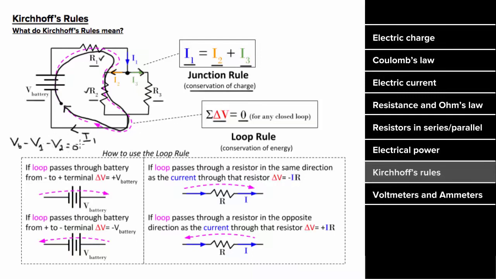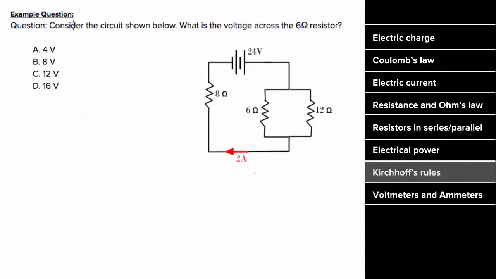So what does an example problem involving Kirchhoff's rules look like? Let's say we had the circuit below and we wanted to determine the voltage across the 6 ohm resistor. To do this, we could use the loop rule. I'll start behind the battery and go through the resistor I want to determine the voltage across. I'll add up all the voltages across that loop and set it equal to zero. So the voltage across the battery is going to be positive 24 volts, minus the voltage across the 6 ohm resistor, and then minus the voltage across the 8 ohm resistor has to equal zero.